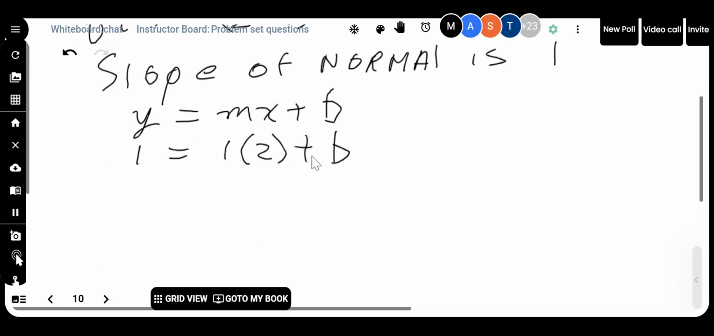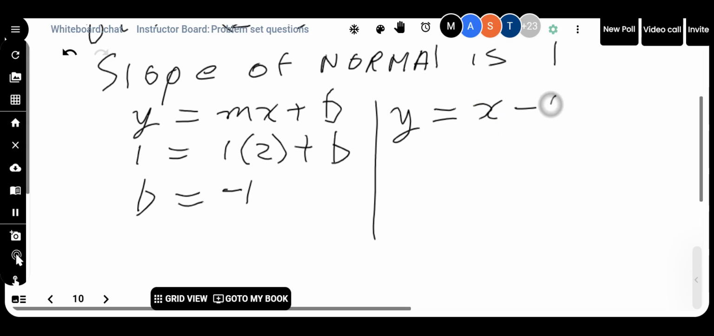With a slope of 1, which means that b is equal to minus 1. So my equation is this. Y for the normal, this is the equation of the normal now, is equal to x minus 1.